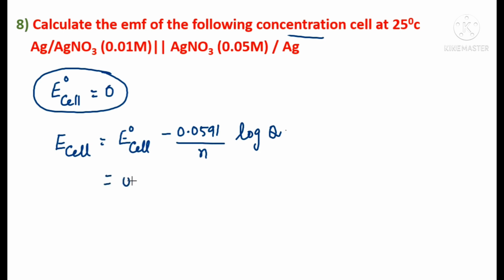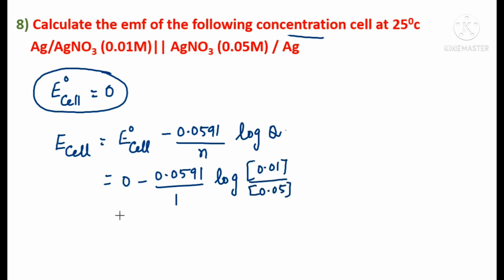What is E0 cell? 0 minus 0.0591. What is the n value? Here it is 1, is it not? For Ag it is 1. 1 log of concentration 0.01 divided by 0.05. Understood? When you simplify, you will get the answer 0.0414 volt. This is how we should calculate the EMF of the concentration cell. Understood, students? Fine, students. Hope you have understood all the problems.